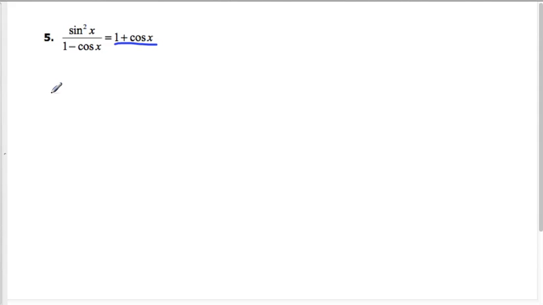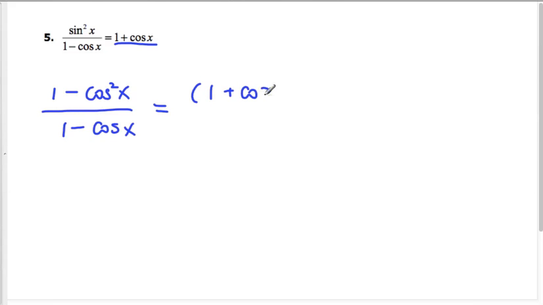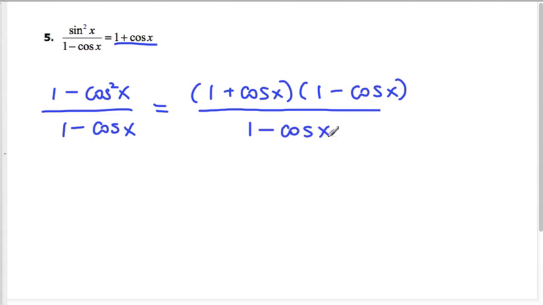So sine squared x is going to be 1 minus cosine squared x. And what I notice is that 1 is a square, like 1 squared is 1, and the cosine squared is cosine squared. So this is going to be a difference of 2 squares, 1 plus cosine x and 1 minus cosine x, all over 1 minus cosine x. The bracket's not entirely necessary, but I just want to show that it becomes 1 plus cosine x, which is what we wanted to show.